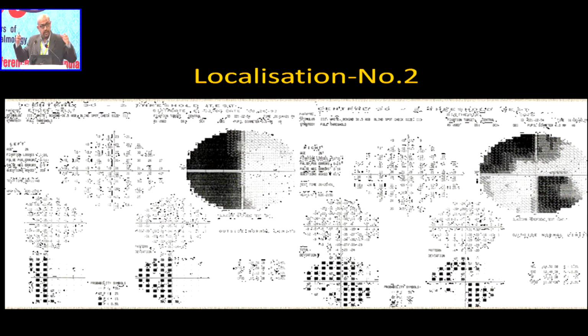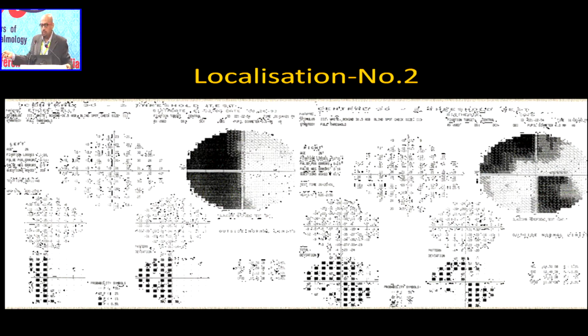Because of the arrangement of fibers in the optic chiasm, here you have a defect which is predominantly inferior or has started inferiorly. So the chiasm is getting compressed from? Above or below? Above, because there is an inferior defect here.